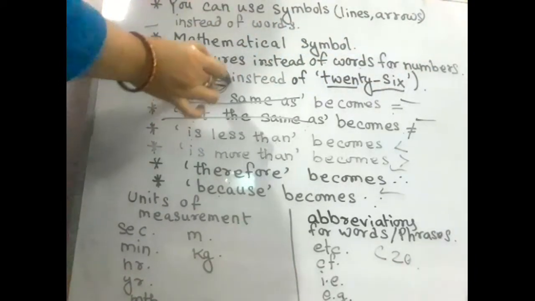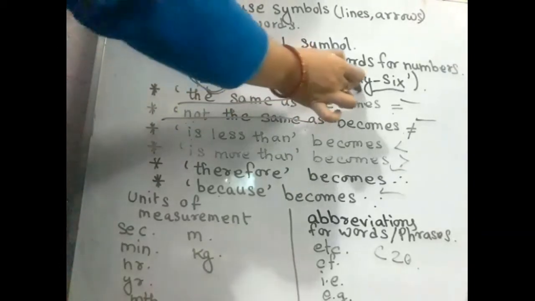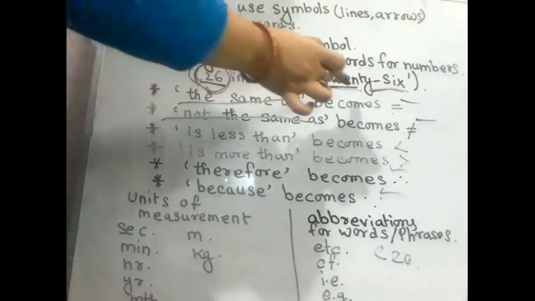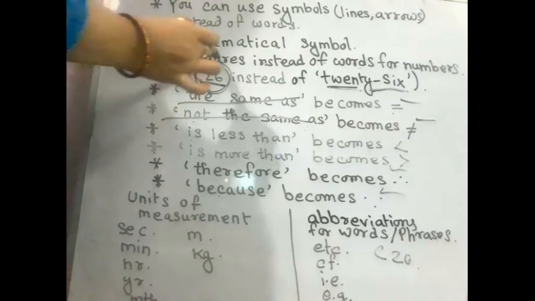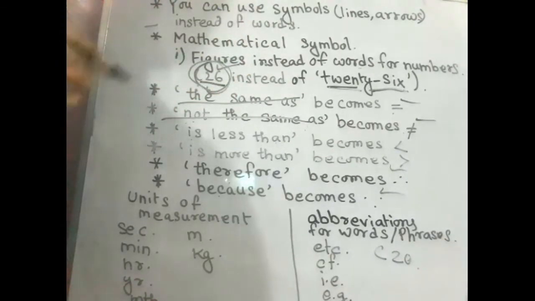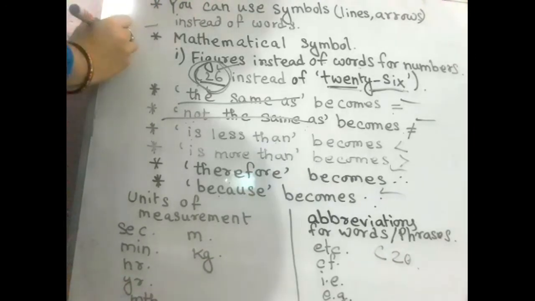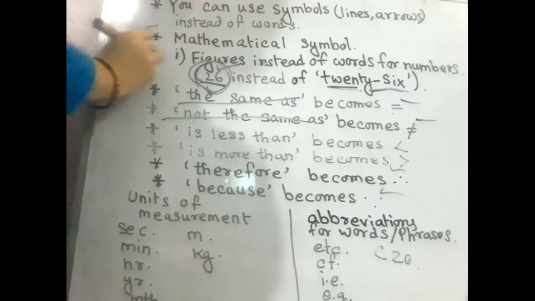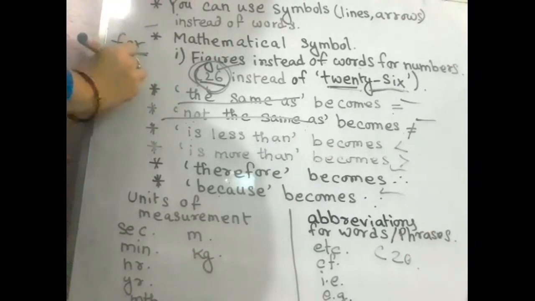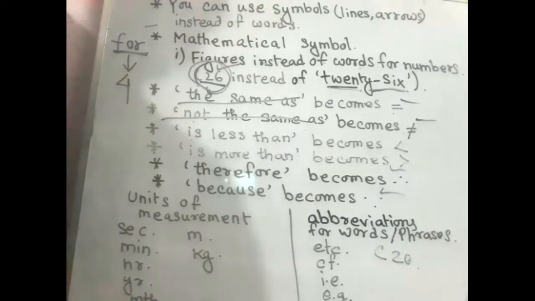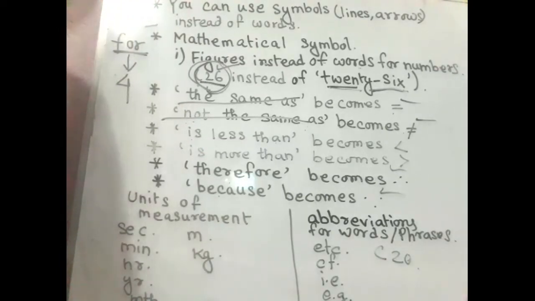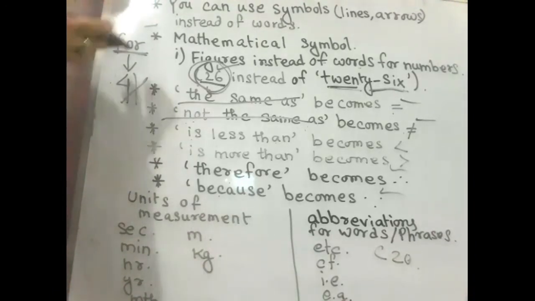Okay, you can write 26 if the number words are there in the passage. You can use figures, but one thing you have to remember: suppose in the passage the word "for" is there, and you have written 4 instead of the word "for". Then this will be wrong. Don't use this. Don't use the shortcuts you use in WhatsApp.